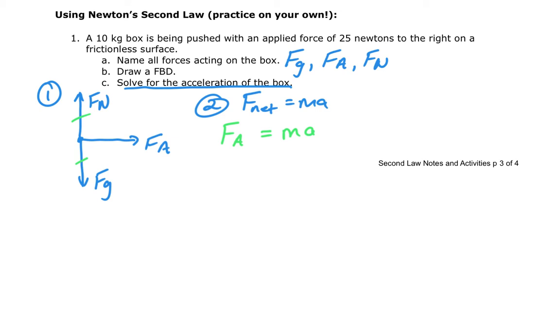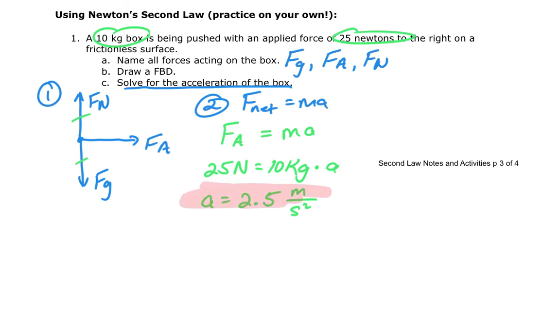Now I can start plugging in some numbers. The applied force, we were told, is 25 newtons. So 25 newtons has to equal the mass. They told me the mass is 10 kilograms times the acceleration. I can do a little mental math there. 25 divided by 10 is going to be 2.5. And my units for acceleration are always meters per second squared. So that's it. There is my acceleration.